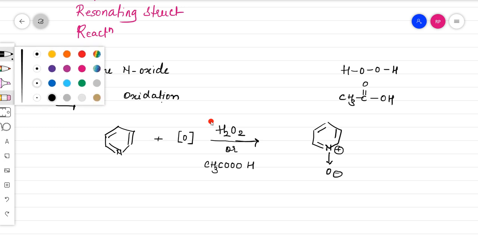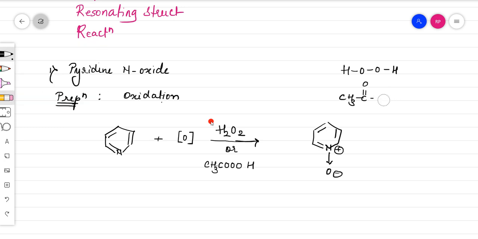Now what we do is we insert one oxygen over here. So one oxygen and this is the OH. So this becomes your peroxide linkage. Getting it? This is the peracid. And this oxygen is removed and it acts as a nascent oxygen. So if you are using H2O2, the byproduct will be water.